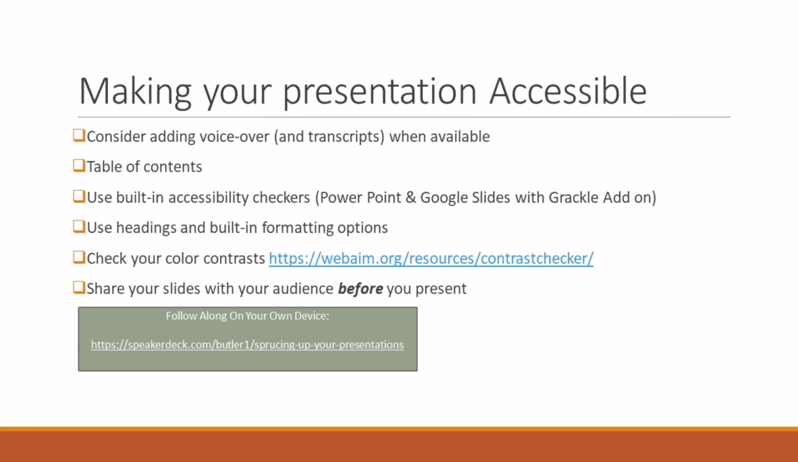In terms of making your presentation accessible, some things that you can consider doing: consider adding voiceover and transcripts whenever available. Like I mentioned before, you can add transcripts in Prezi, which I think is a really nice accessibility feature. You can add voiceover in PowerPoint. You can easily do voiceover by just creating a voice memo on your phone while you're going through your presentation, and then you can overlay that in a video editor later on.